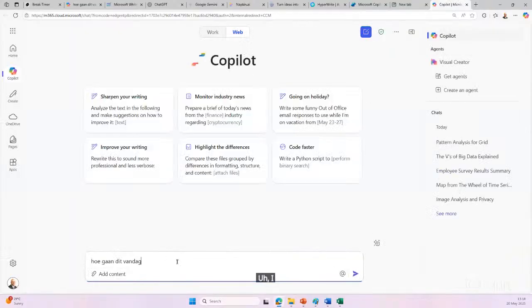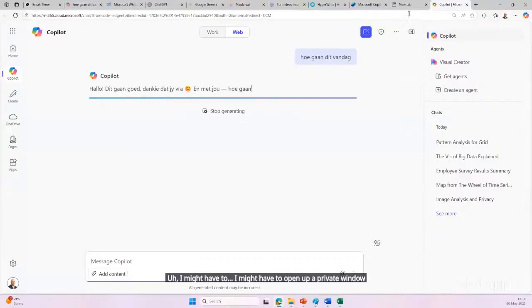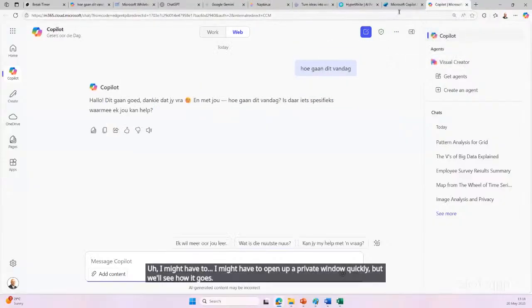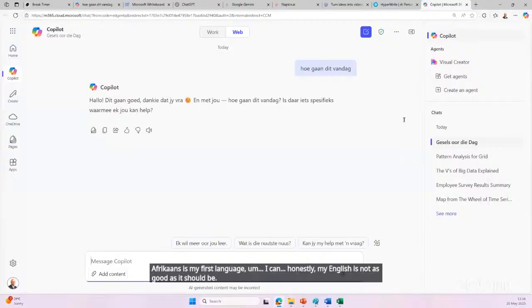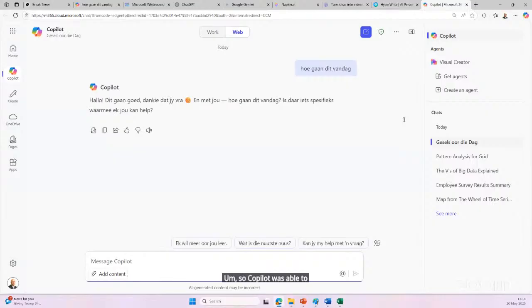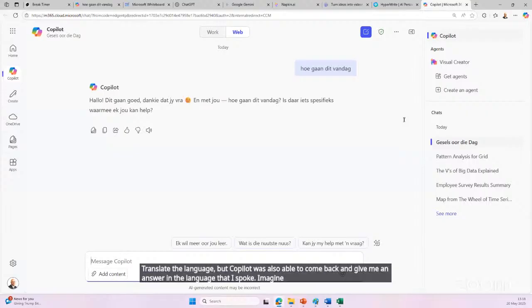I might have to open up a private window quickly, but we'll see how it goes. And there's quite a lot of complexity associated with what I've just done. Afrikaans is my first language. Honestly, my English is not as good as it should be. So Copilot was able to not only identify the language that I spoke and translate it, but also come back and give me an answer in the language that I spoke. Imagine the complexity associated with that.